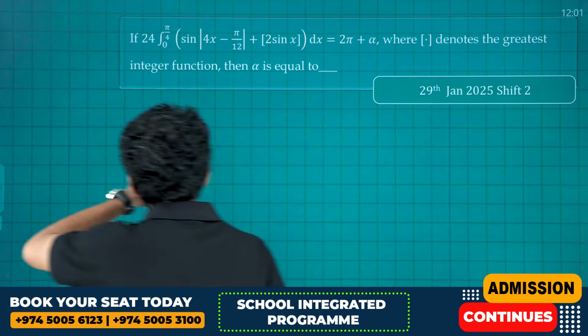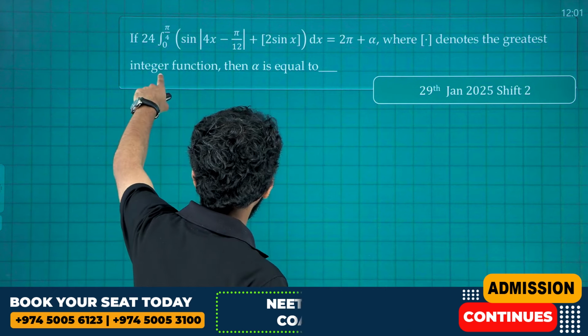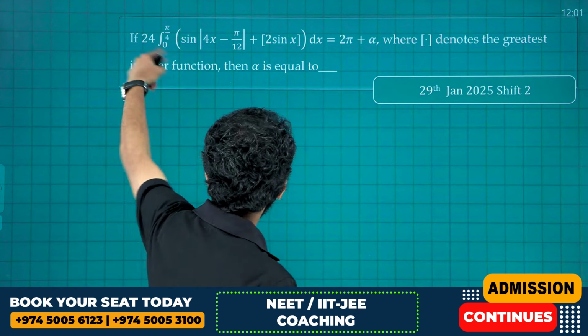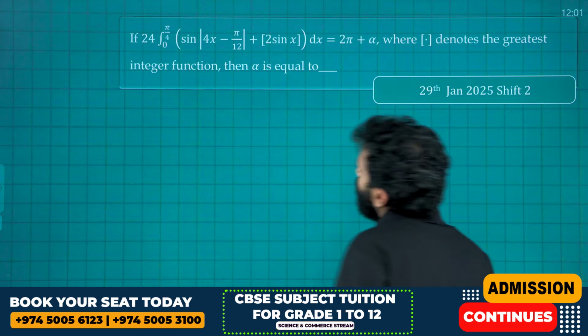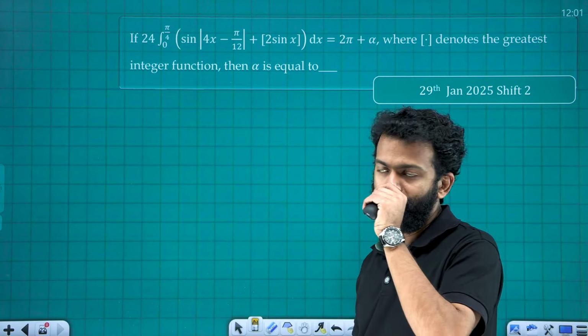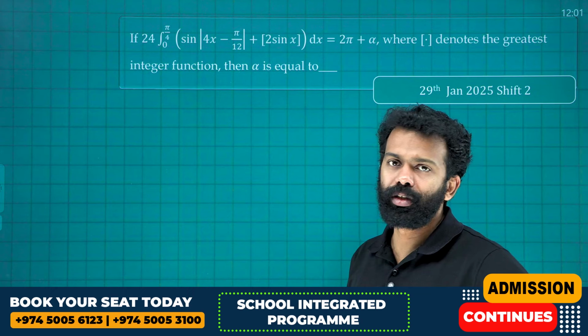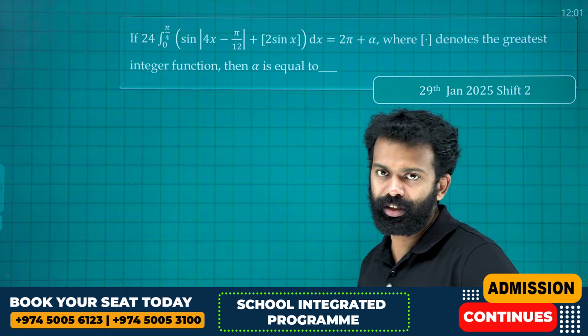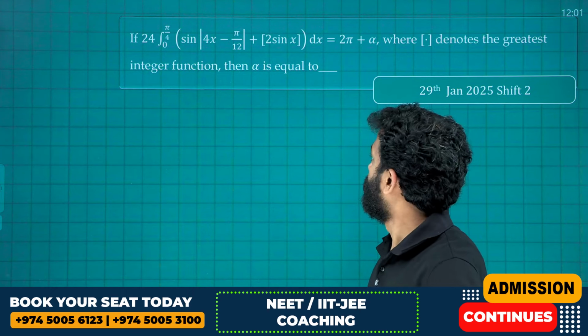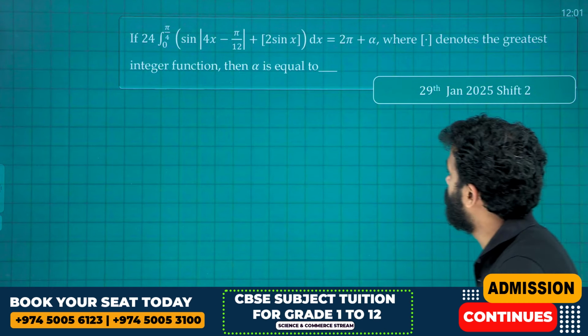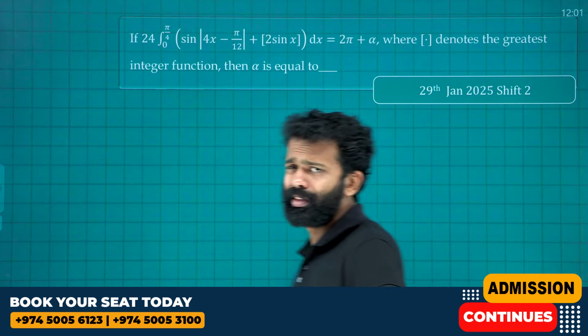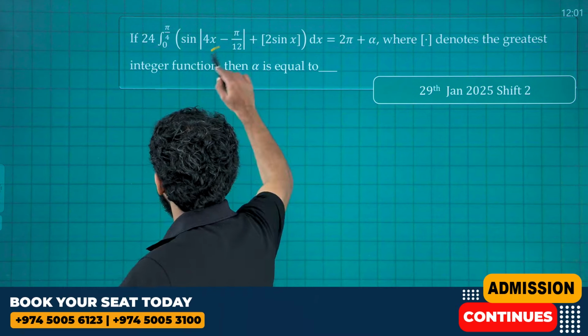Our last question is 24 into the integral from 0 to pi by 4 of sine of mod 4x minus pi by 12 into the greatest integer of 2 sine x, dx, which is equal to 2 pi plus alpha. Then you need to find the value of alpha. A very easy question actually. We need to formulate this first.